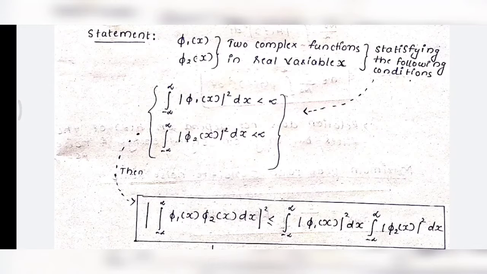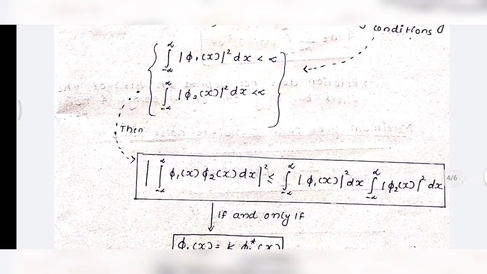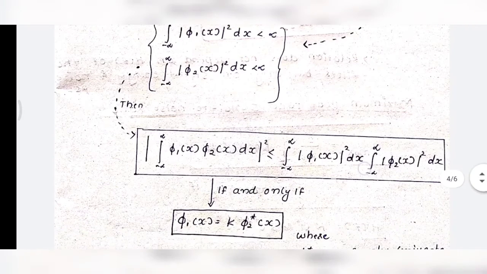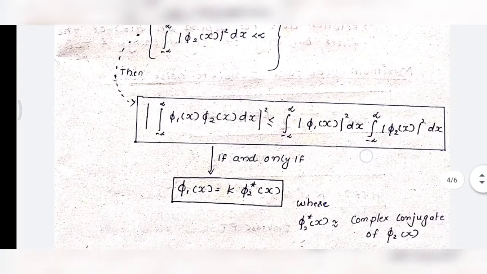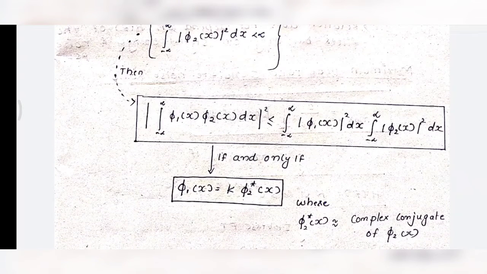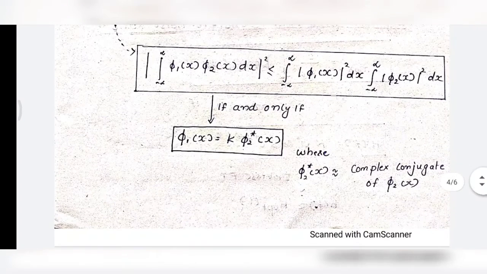So, we can write modulus of integral minus infinity to infinity phi 1 of x phi 2 of x dx is less than or equal to integral minus infinity to infinity phi 1 of x square dx times integral minus infinity to infinity phi 2 of x square dx. This holds with equality if and only if phi 1 of x equals k times phi 2 star of x, where phi 2 star is the complex conjugate of phi 2 of x.